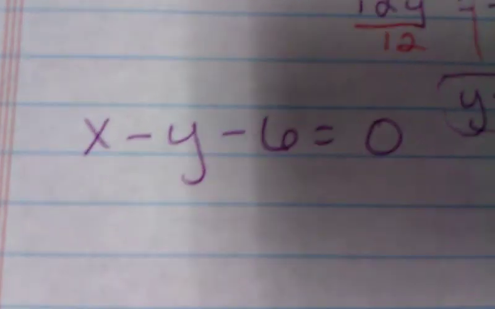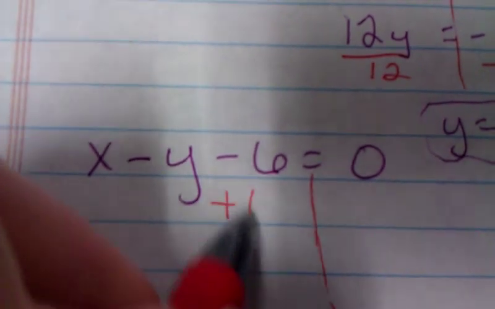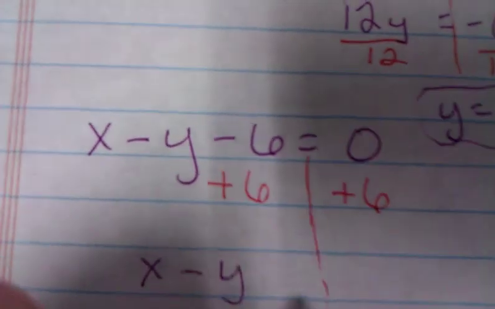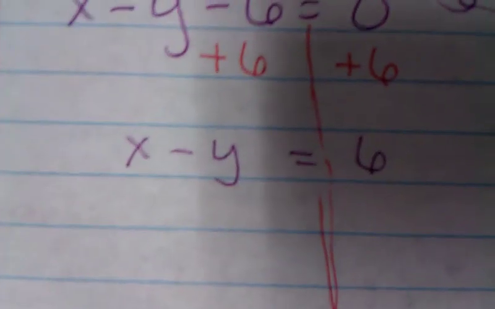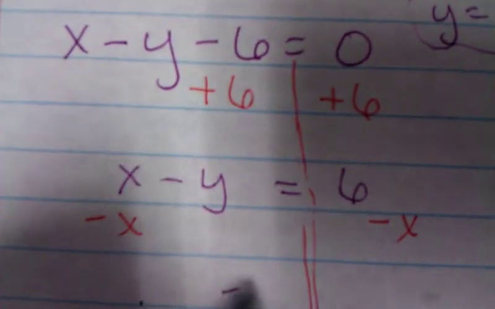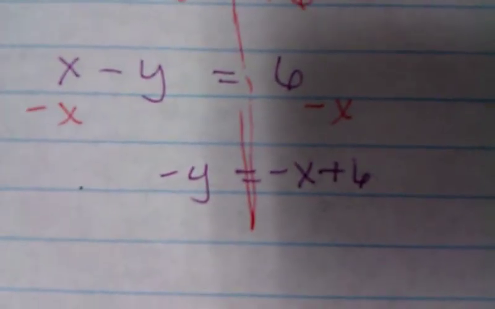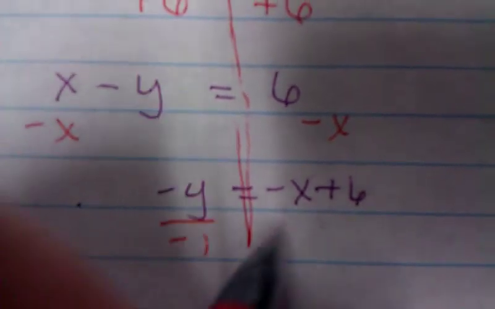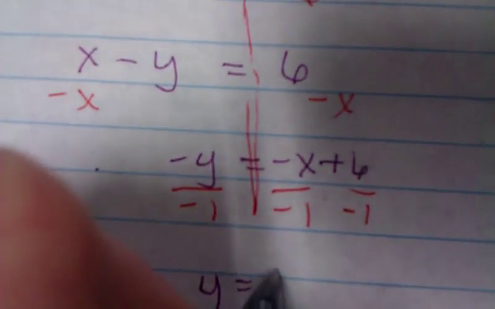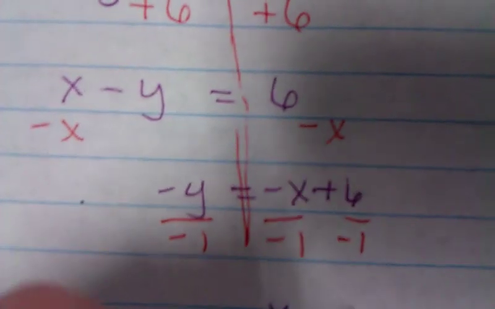Okay, the very last one is right here. First thing I'll do is add 6 to each side. I get x minus y equals 6. I will subtract x from each side. Negative y equals negative x plus 6. Again, y cannot be negative, so I'll divide by negative 1. And you should have gotten y equals positive 1x, because a negative divided by a negative is a positive. Positive divided by a negative is a negative, so it's negative 6.